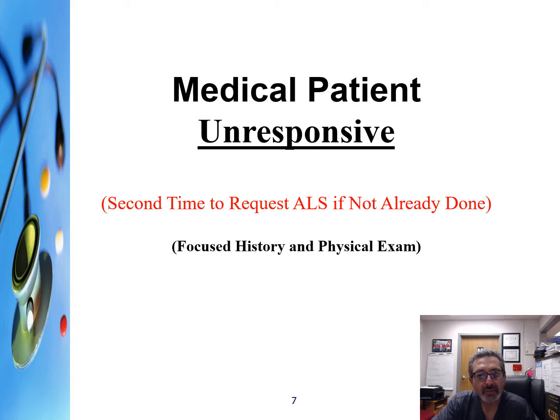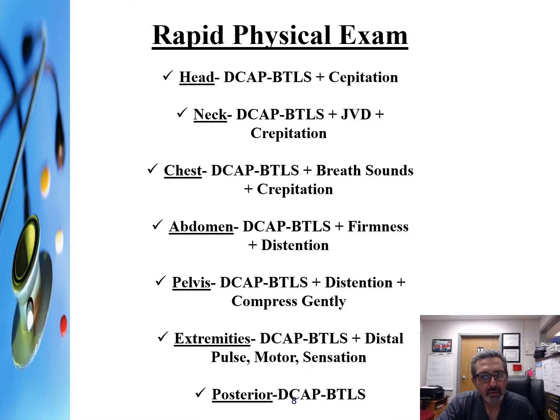Now, in our medical section, we're going to talk about medical patients that are unresponsive. Okay, that's your second time to request ALS if not already done. Okay, focused history and physical exam right here. Now we're going to do a rapid physical exam. Okay, we're going to check the head, the neck, the chest, the abs, the pelvis, the extremities, and the posterior. We're going to do all of them. We're going to do DCAP-BTLS on all of them.